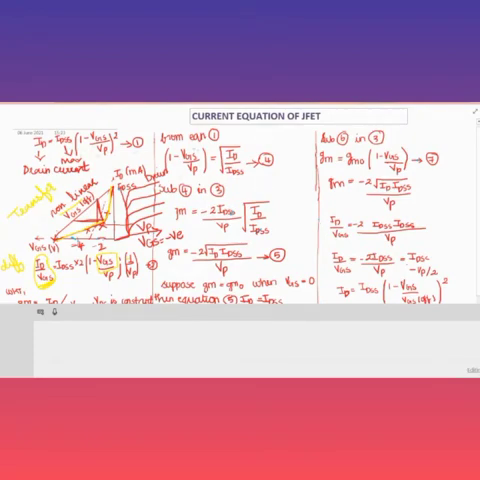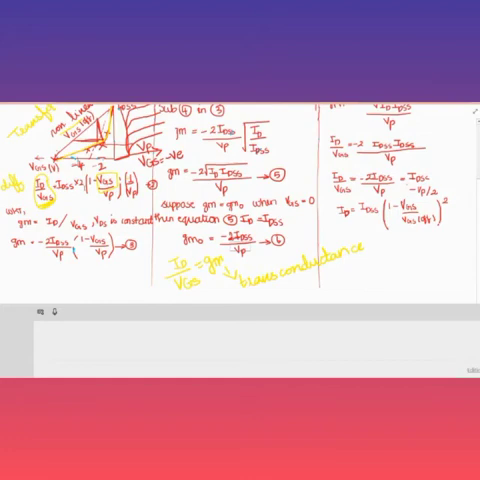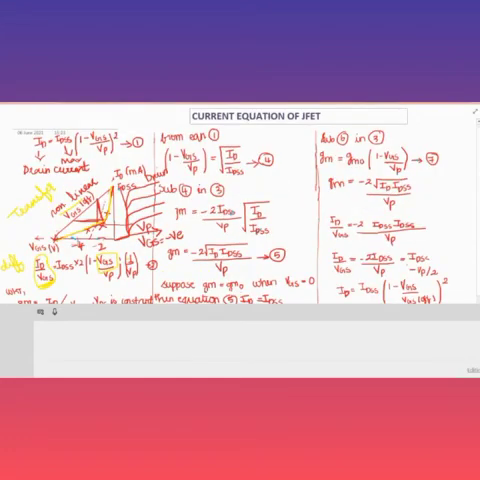From equation 1, I want 1 minus VGS by VP. Why am I finding this 1 minus VGS by VP? Because I have to substitute it in this place. You can see, right? 1 minus VGS by VP. I am going to substitute that term in this place.